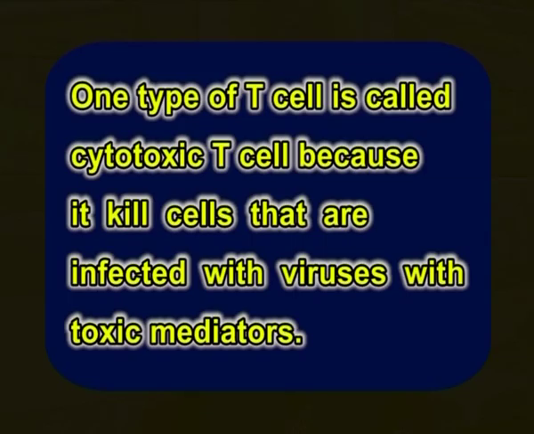If the cell is infected with a virus, these peptides will include fragments of the protein made by the virus. A special cell of the immune system called a T cell circulates looking for infections. One type of T cell is called a cytotoxic T cell because it kills cells that are infected with viruses with toxic mediators.